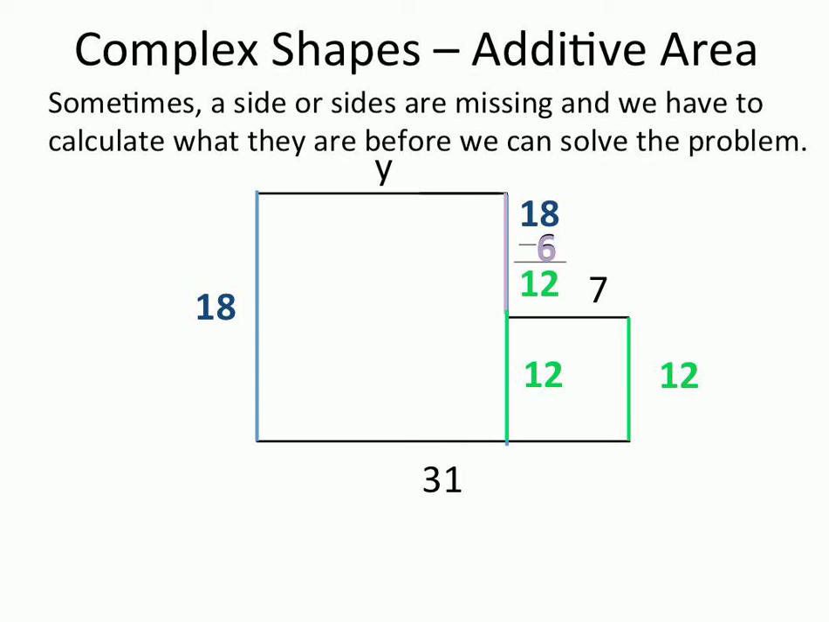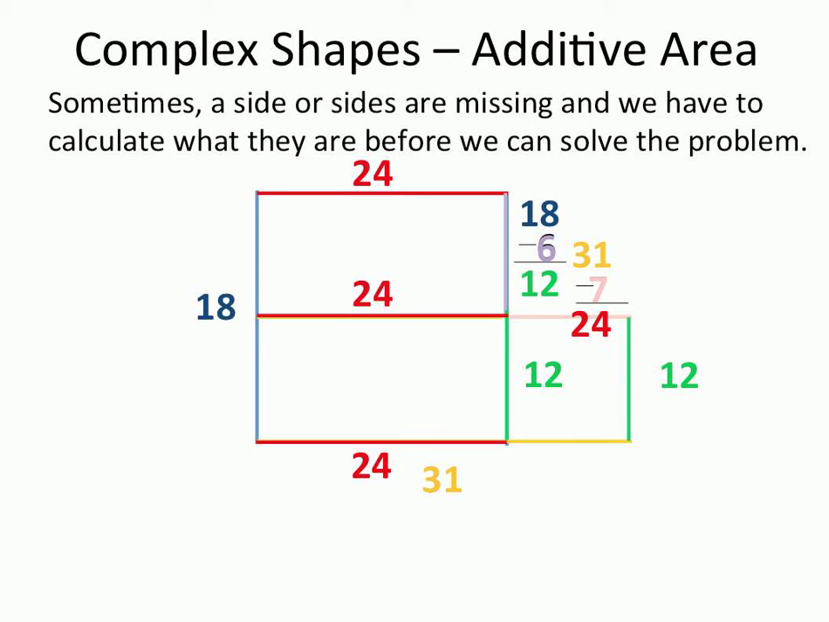Let's go through and see how to do that. At the bottom, I notice I have a 31, which I'll put in yellow right there. And so this value right here is also 31. If I subtract out this piece in pink here, I get 24. So what's left over here is 24. And so if that piece in red is 24, then that piece is 24, and that piece is 24. And so now I have all the values I need to be able to calculate the areas.